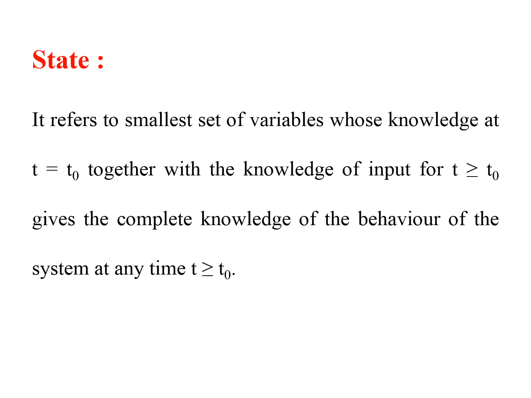State. It refers to the smallest set of variables whose knowledge at time t equal to t0, together with the knowledge of the input for time t greater than or equal to t0, gives the complete knowledge of the behavior of the system at any time t greater than or equal to t0. That is nothing but it gives the behavior of the system at time t using the behavior of the system at initial conditions.